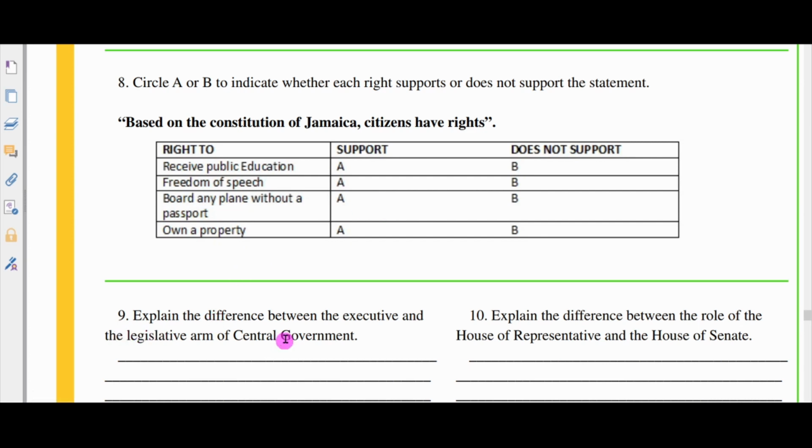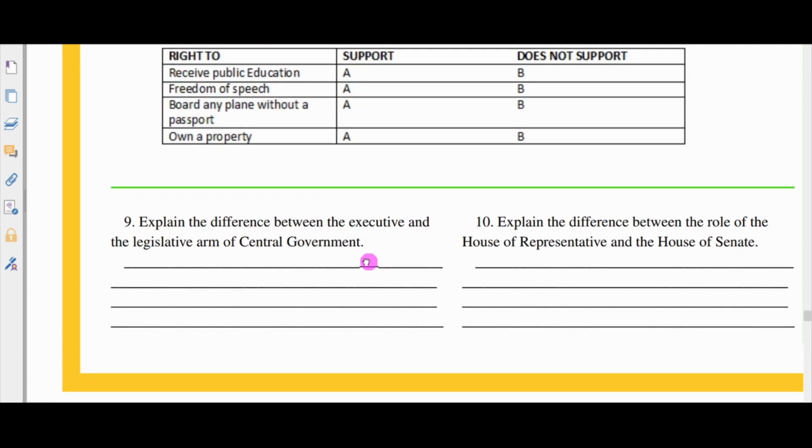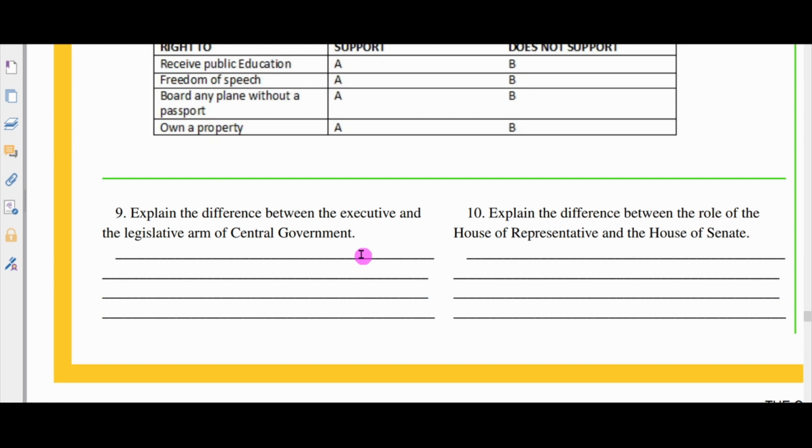Number 9, explain the difference between the executive and the legislative arm of government. All right, so remember that we have 3 arms of government. We have the judiciary, we have the legislature, and we have the executive. Now the executive arm of government will be that arm that deals with the running of government, the day-to-day operations of government. That arm includes the prime minister and members of the cabinet and the advice that is given by the attorney general. So that's the executive arm.